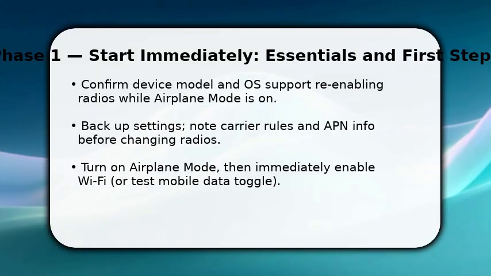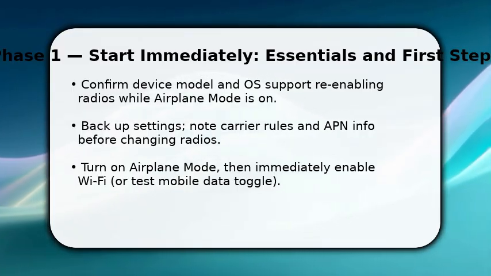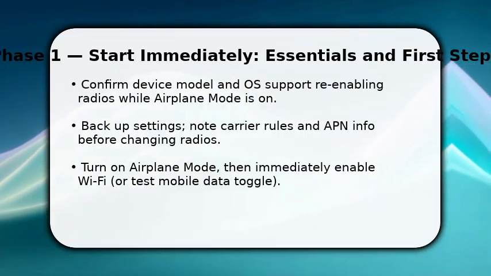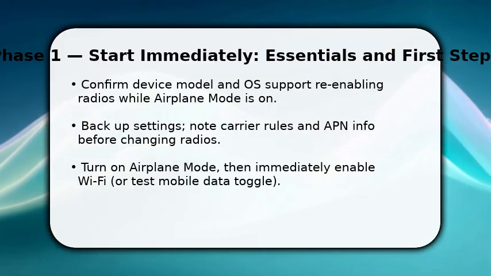You'll start by confirming your phone actually allows radios after airplane mode. Some phones block cellular entirely. Once done, back up APN and carrier settings. This saves time if you must reset.